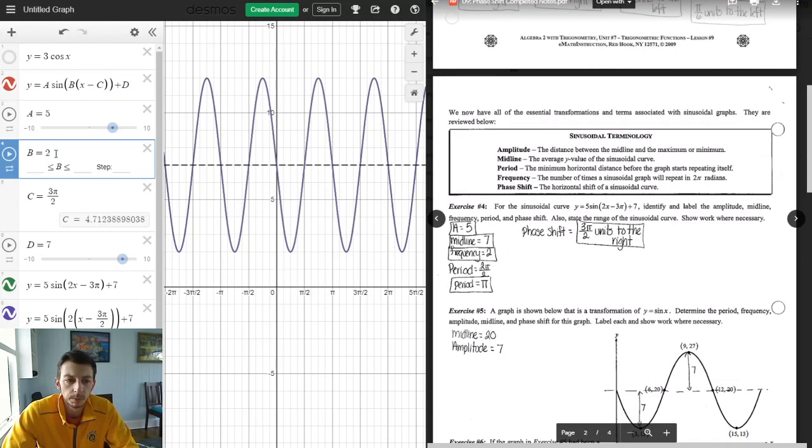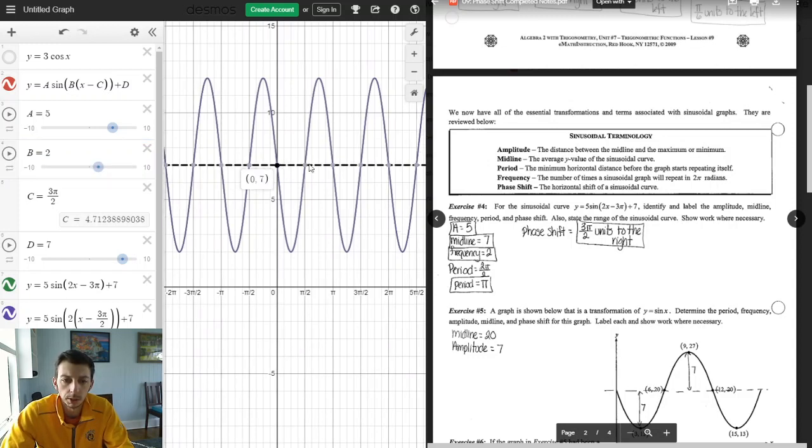So that 2 that we have in front, that b coefficient, tells you that the graph is completing 2 cycles from 0 to 2 pi. So 2 cycles per every 2 pi, which you can tell starting here at 0 and finishing up here at 2 pi. If you look at this graph, you have your first cycle, which ends here at pi, and then you have your second cycle. So your frequency is just the number of cycles that occur in that time period of 0 to pi.